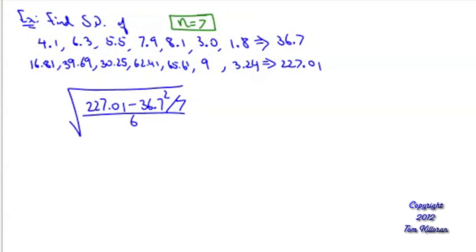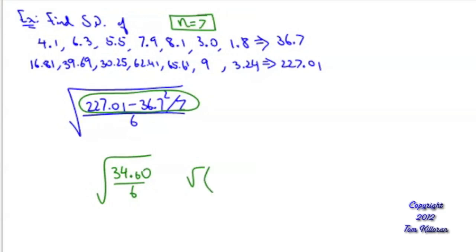Now, calculator-wise, for those people that are calculator illiterate, it's part of the formula. If you're calculator illiterate, you type in the entire top line, including that divide by 7. And you get an answer, and you write that answer down, which is 34.60. In your calculator, you're going to type in square root of, it gives you the first parentheses, 34.60 divided by 6, and then hit enter. It should give you 2.40 something.